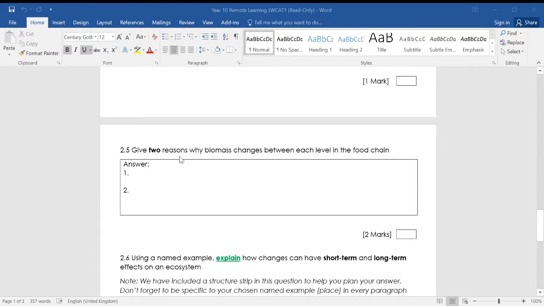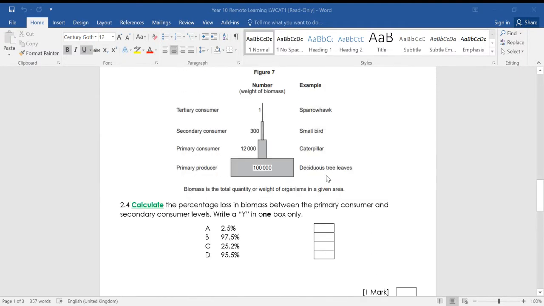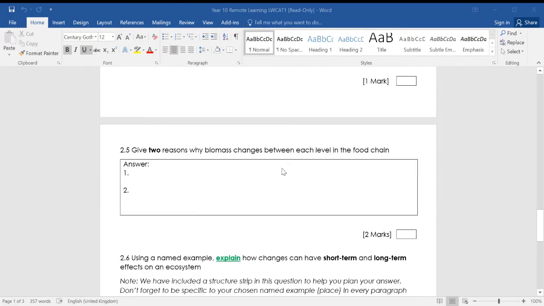The next question also relates to that food chain, and it asks you to give 2 reasons why biomass changes between each level in the food chain. We can see those numbers are decreasing: 100,000 leaves, 12,000 caterpillars, 300 birds, 1 big bird. Why is that number decreasing? I want you to think about why that is. Why do we have fewer birds than caterpillars? Why do we have fewer caterpillars than leaves on the trees? Think about what is happening to those organisms, and what's happening to the energy being transferred along that food chain. That should help you think of a couple of reasons.